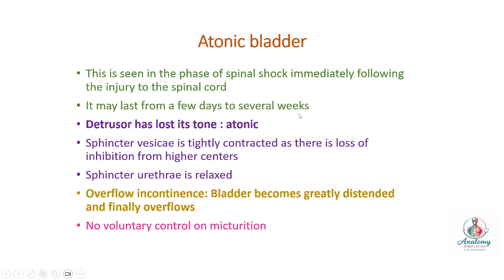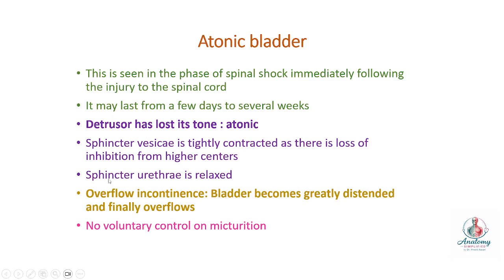What is it? Why do we call it atonic? Which muscle does not have tone here? This is the muscle of the bladder wall. The detrusor has lost its tone. It is atonic. In contrast, the sphincter vesicae, the internal urethral sphincter, is tightly contracted. The bladder wall muscle is loose and the sphincter, which is present at the opening, is closed.